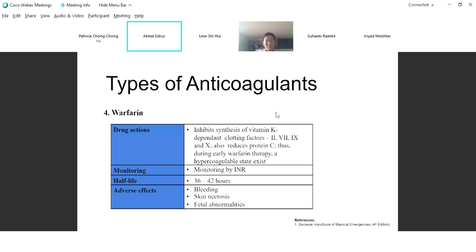But there is a variation in dose response depending on the patient's race, genetic factors, diet, intercurrent illness, and other drug therapy. There are some side effects such as bleeding, skin necrosis, and fetal abnormalities.